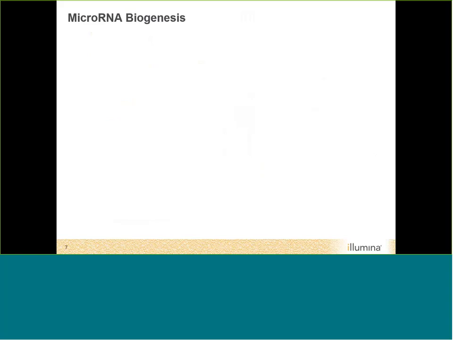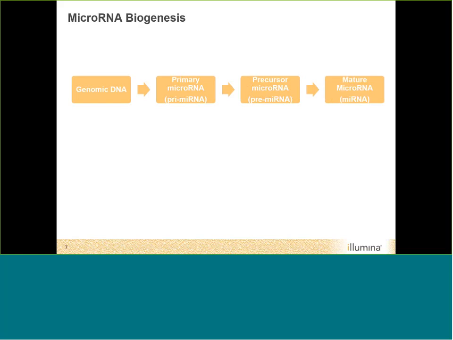So you probably heard about microRNA. So let's just revisit how microRNA is generated in the cell. It all starts with genomic DNA. RNA polymerase will transcribe the genomic DNA information into what we call the primary microRNA. Each primary microRNA can contain one or several precursor microRNA. So then it will be processed into the precursor microRNA. The precursor microRNA will be further processed into the mature microRNA. This process is mediated by the Drosha and Dicer pathway in the cell.